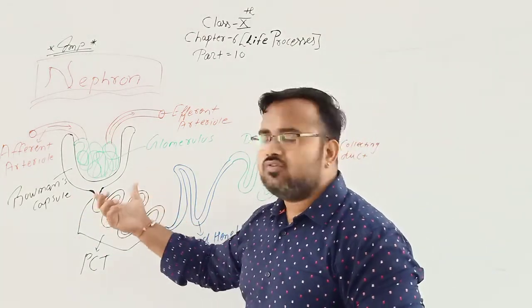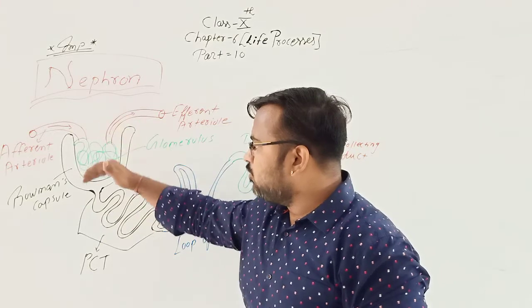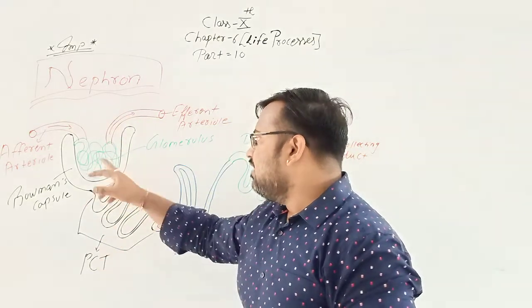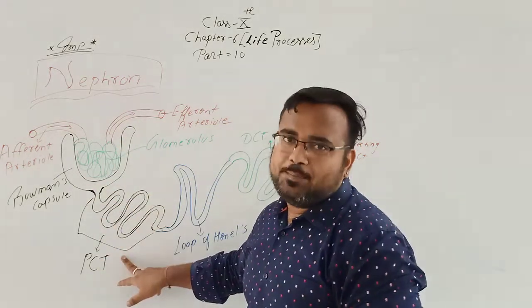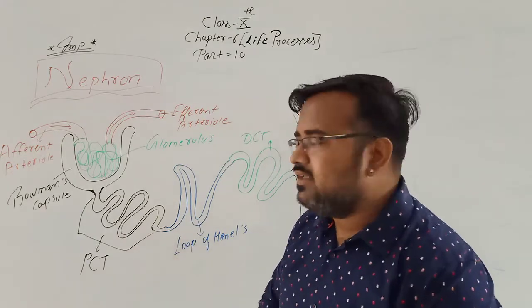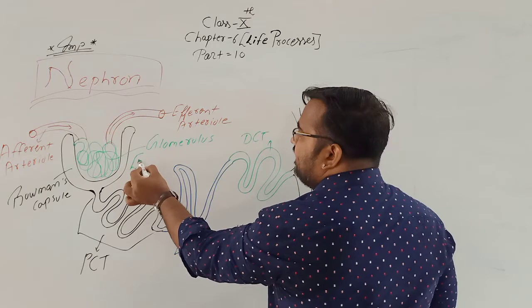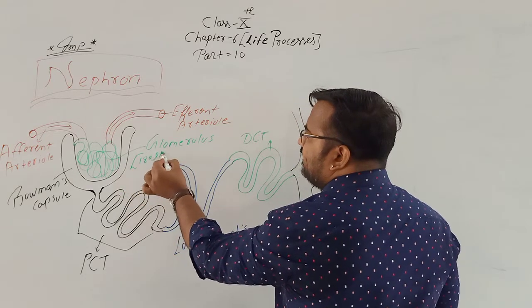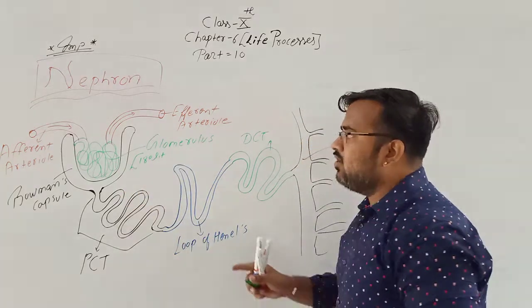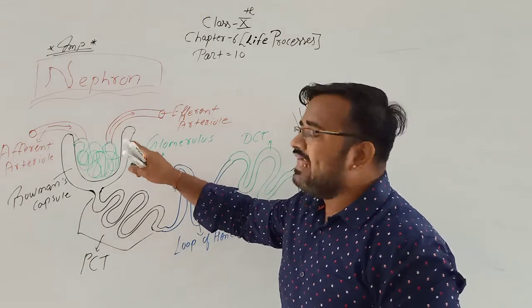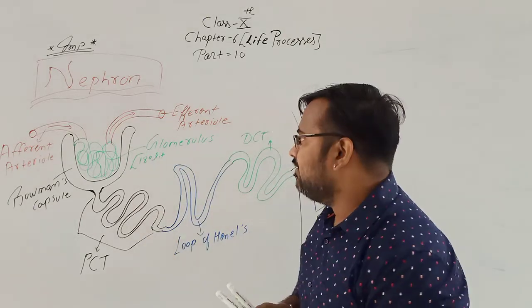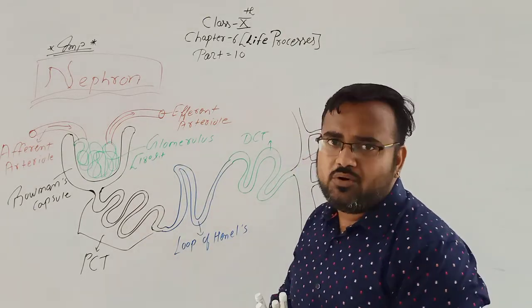Okay, Bowman's capsule also has minute pores. Through these minute pores, the waste substances are transferred into the PCT. Now there is an important fact. Each day about 180 liters of glomerulus filtrate is produced. Okay, that means now what is glomerulus filtrate? First I will explain what glomerulus filtrate is.